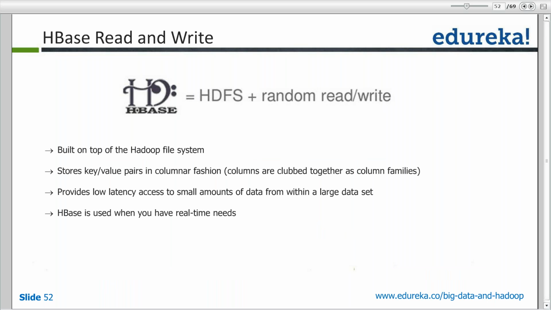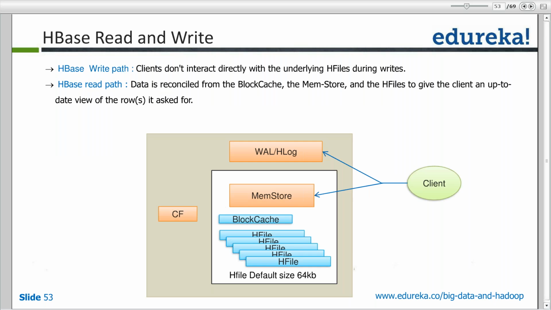So it is built on top of HDFS, stores key value pairs in column fashion. Columns are clubbed together as column families, and it provides low latency access to a small amount of data within a large data set. HBase is used for real-time needs. That we have discussed. This thing also we have discussed.